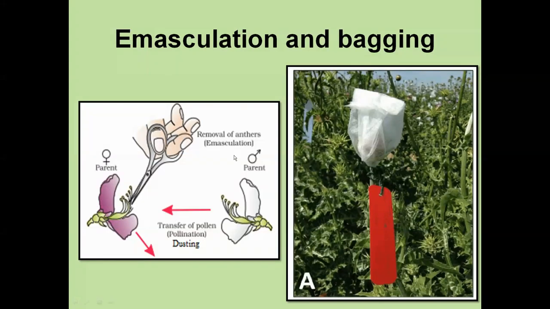You can understand emasculation and bagging with the help of the diagram. The anthers are going to be removed with the help of scissor or forceps, and these anthers can be used to dust pollen of desirable type on another flower as well. And here you can see the emasculated flower is being bagged with the help of cloth bag or paper bag, and one tag has been put to know about the date of emasculation.